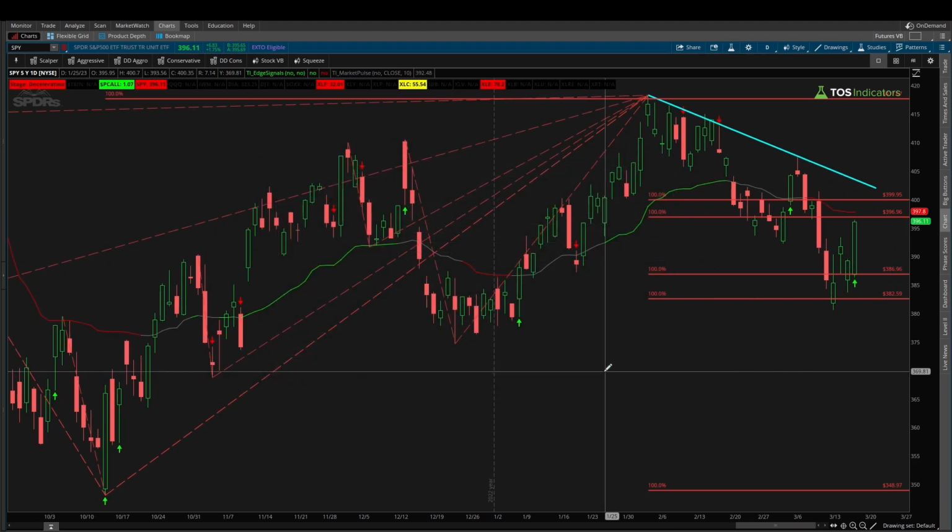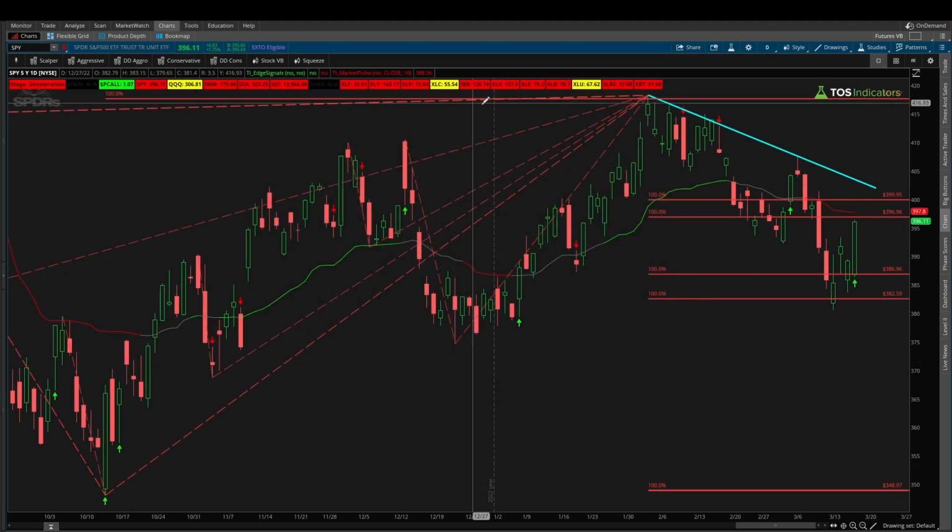Now, if I load in the market pulse and the utility labels, we get a sense of the broader sectors as well and what they're telling us with regards to trend.